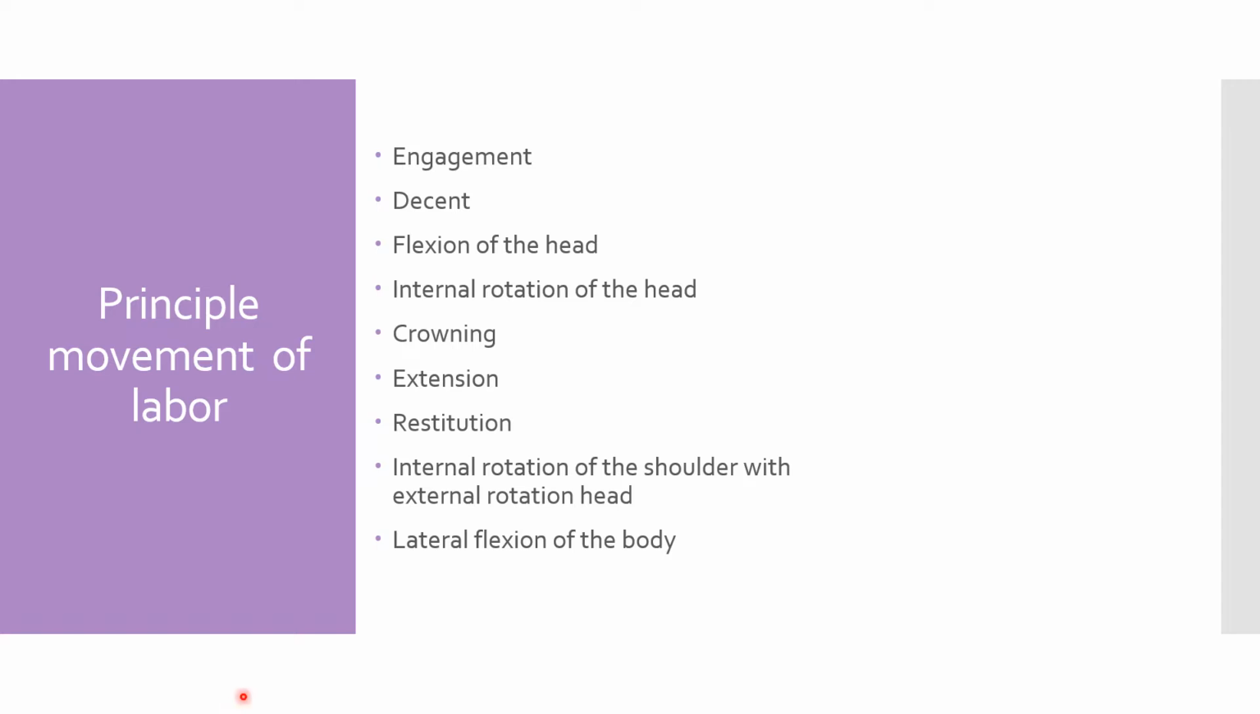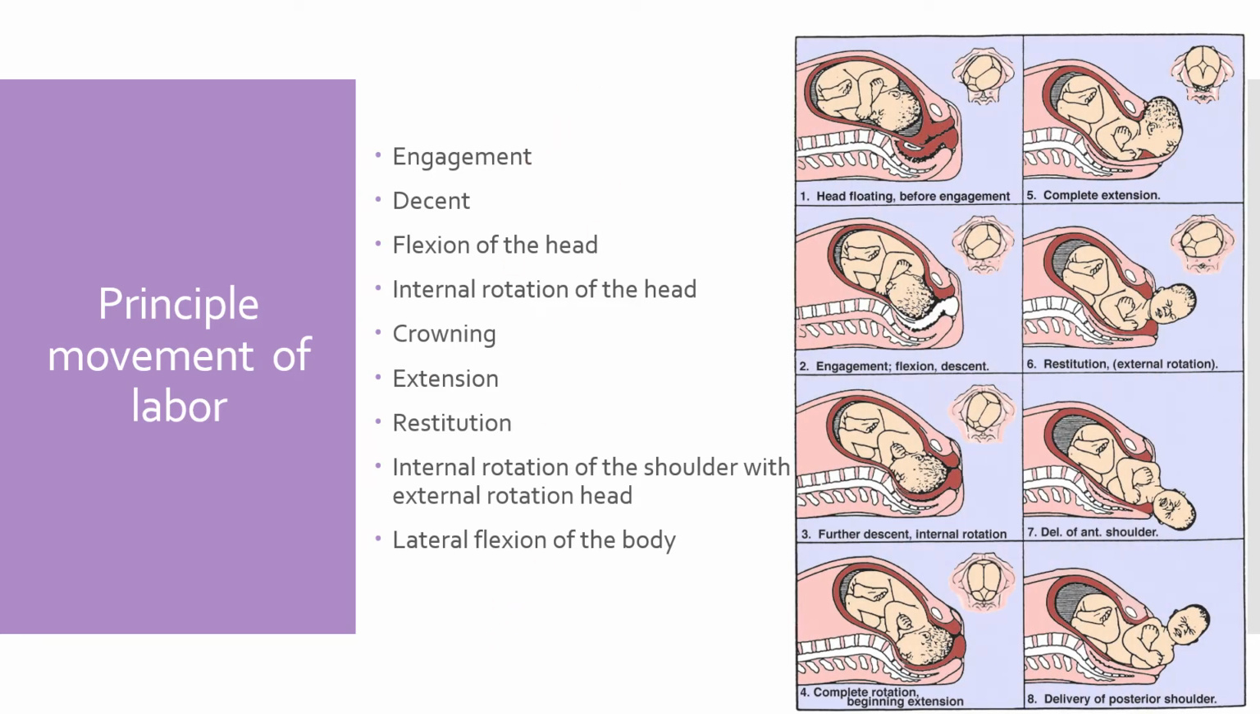So before going to the mechanism of labor, there are principal movements of labor. These steps we will be discussing one by one in detail. The first one is engagement. Once the head is engaged in the pelvic cavity, after that it starts to descend. Descent is a continuous process. The head is coming down from the pelvic cavity downwards. Descent is a continuous process throughout the labor.